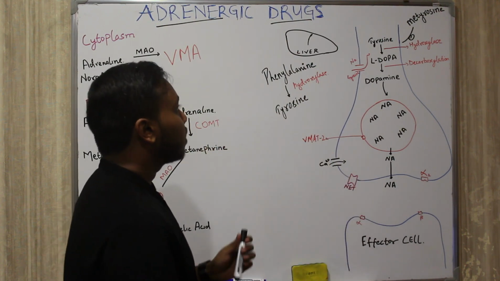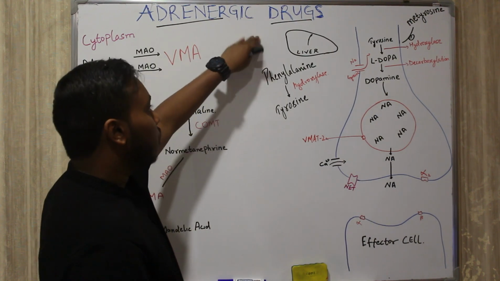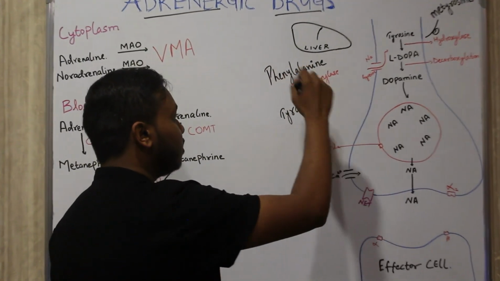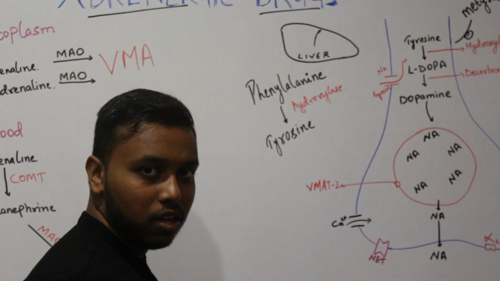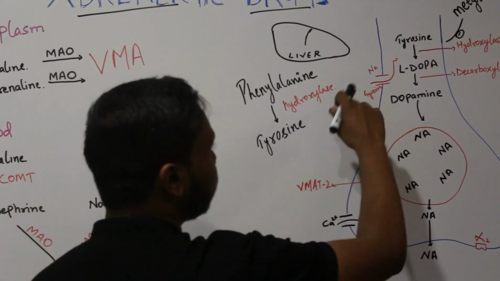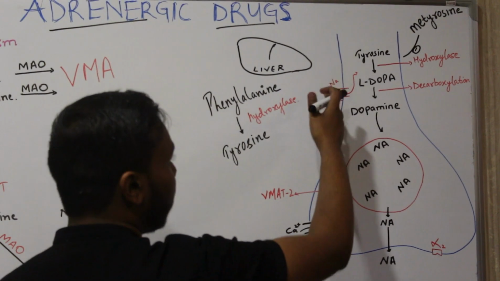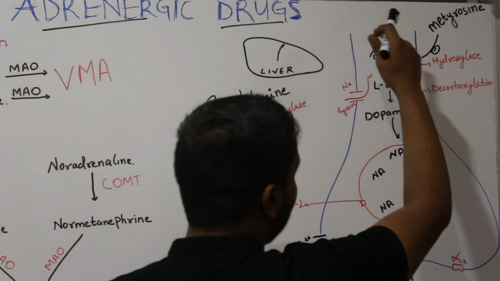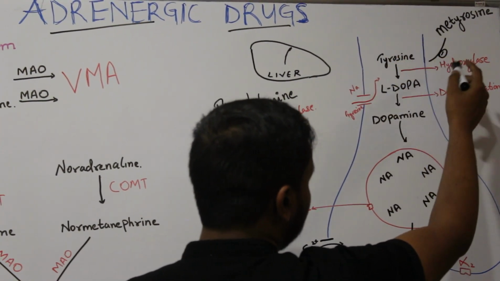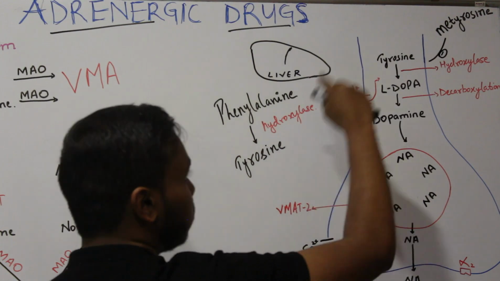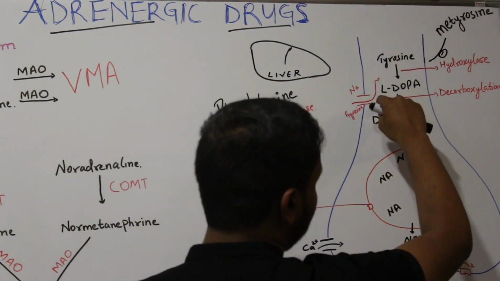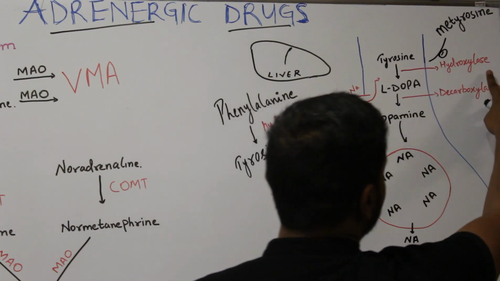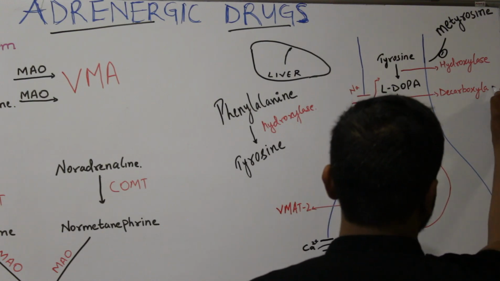Synthesis of these catecholamines takes place in the liver. In the liver we have an essential amino acid called phenylalanine. This phenylalanine, under the enzyme hydroxylase, gives rise to tyrosine. This tyrosine is then sent to the adrenergic neuron through a channel called the sodium dependent tyrosine channel. Inside, this tyrosine is converted into L-dopa by the enzyme tyrosine hydroxylase, the same enzyme we saw here. And this L-dopa, under the enzyme decarboxylase, undergoes decarboxylation and gives rise to dopamine.